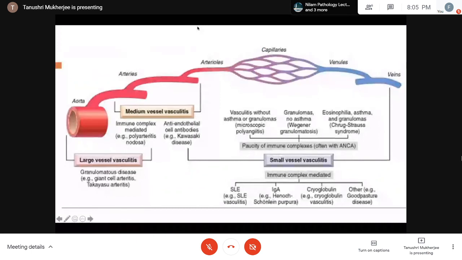This is a nice depiction of the vessel involvement in which we see how the large vessel involvement is there in giant cell arteritis and Takayasu's. Then the medium vessel vasculitis, when it is immune complex mediated, is polyarteritis nodosa, and anti-endothelial cell antibodies in Kawasaki's disease. Then you see the paucity of immune complex, often with ANCA mediation, it is microscopic polyangiitis, then granulomatosis with polyangiitis and Churg-Strauss, and the immune complex mediated small vessel vasculitis like SLE, Henoch-Schonlein purpura, cryoglobulin vasculitis and Goodpasture's.